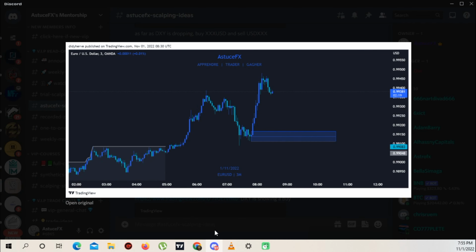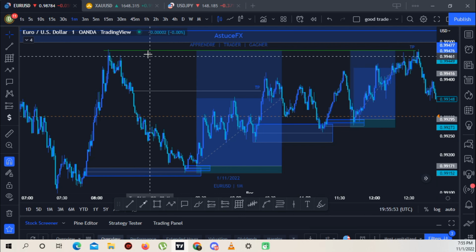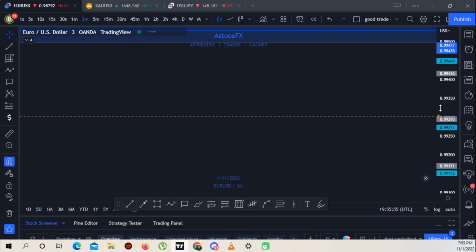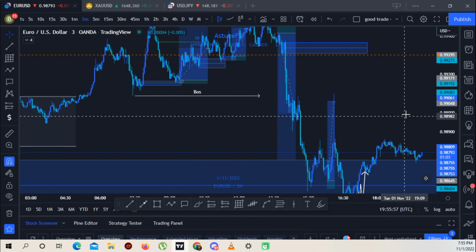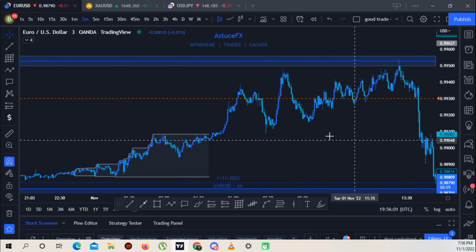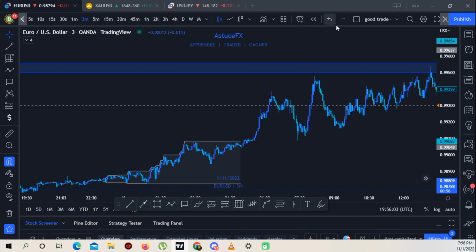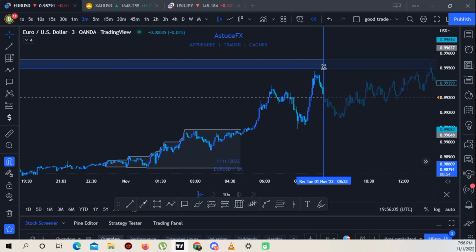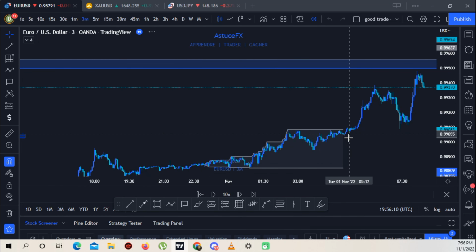So I got this 3 minute zone here. Let me get back. I'll try to delete everything off the chart and I'll show you how I got those entries. Okay, so I delete here and I replay the market. Okay, so it was this one.